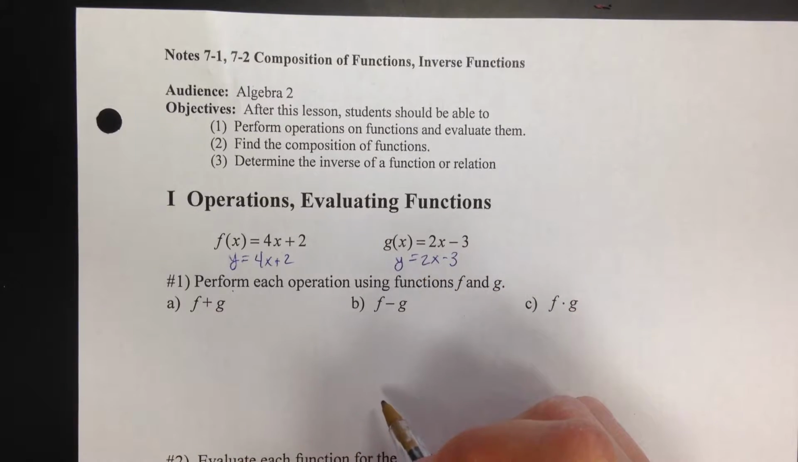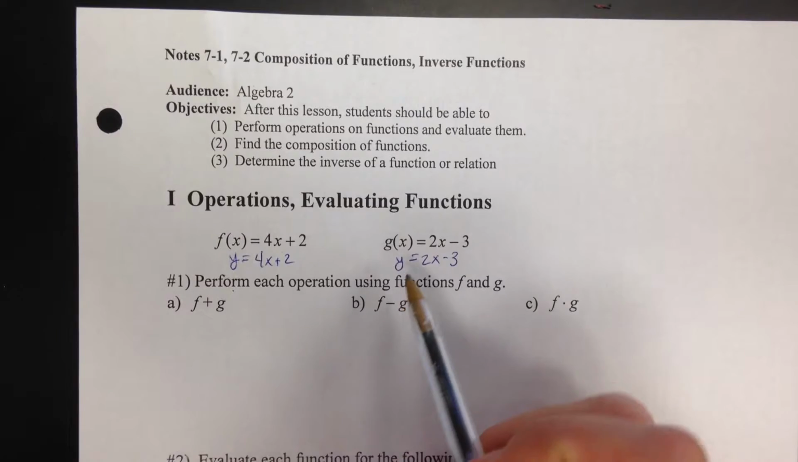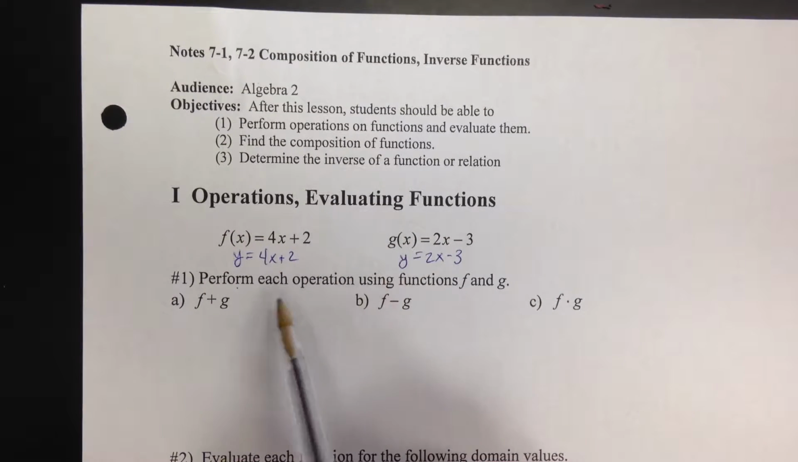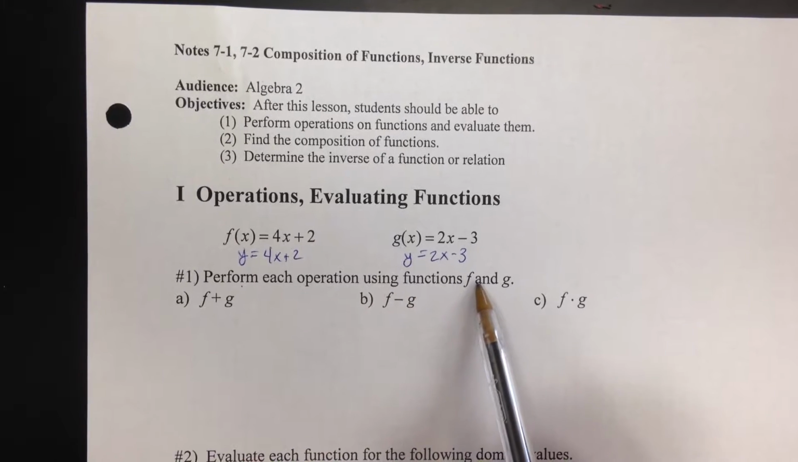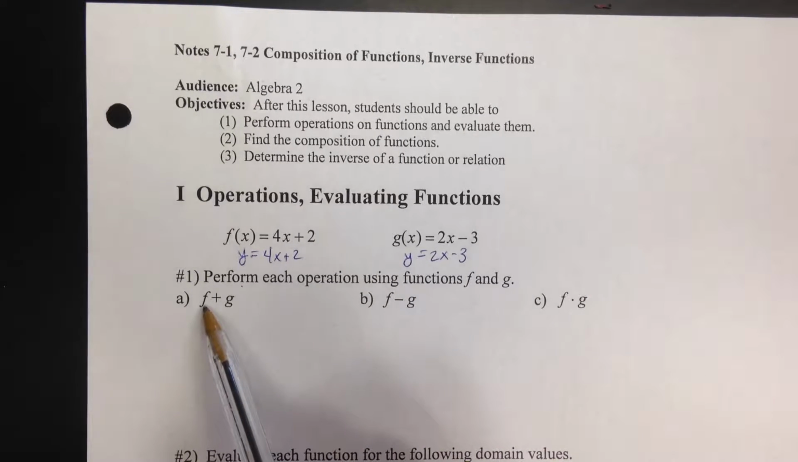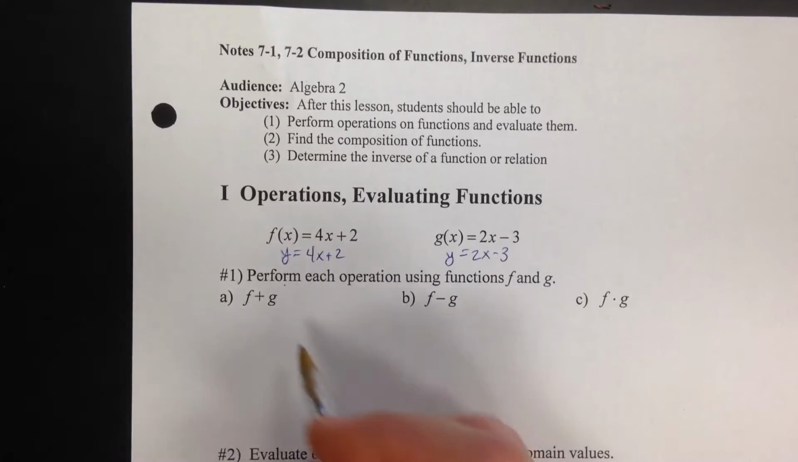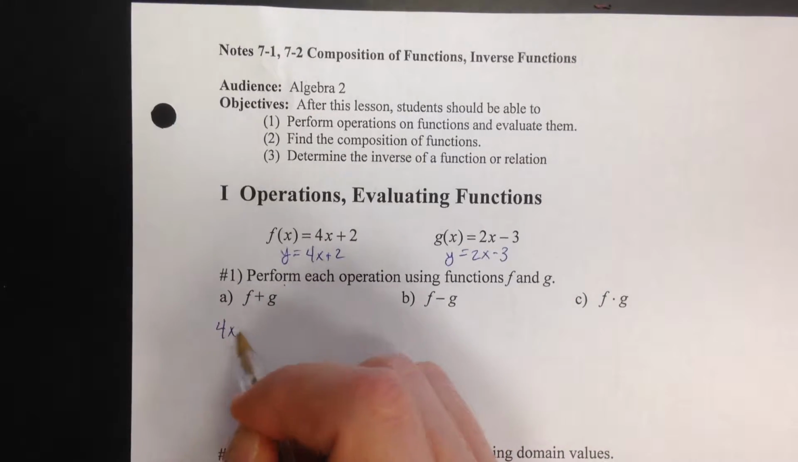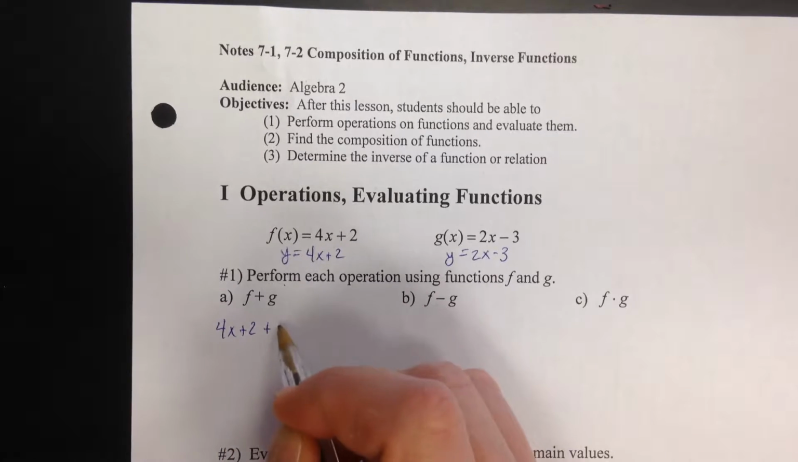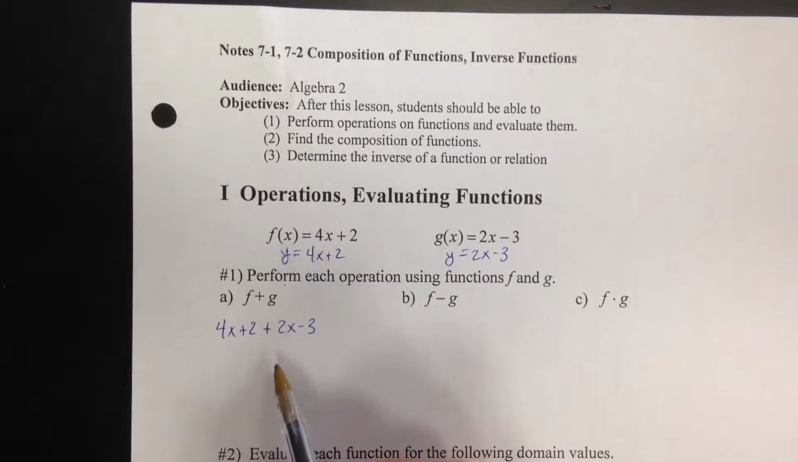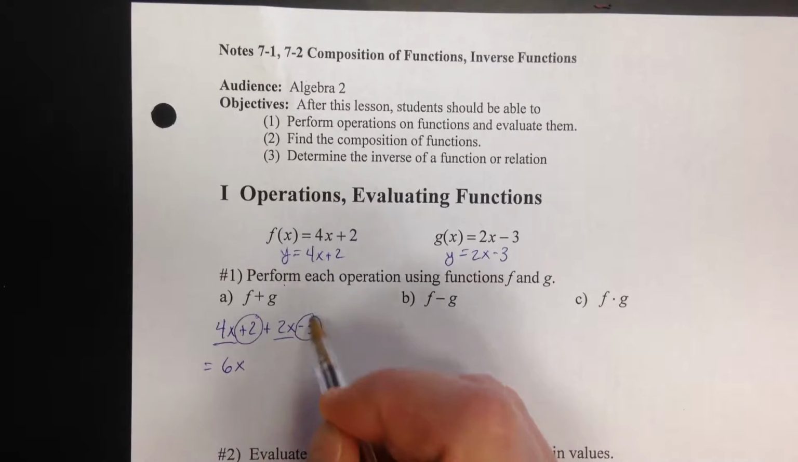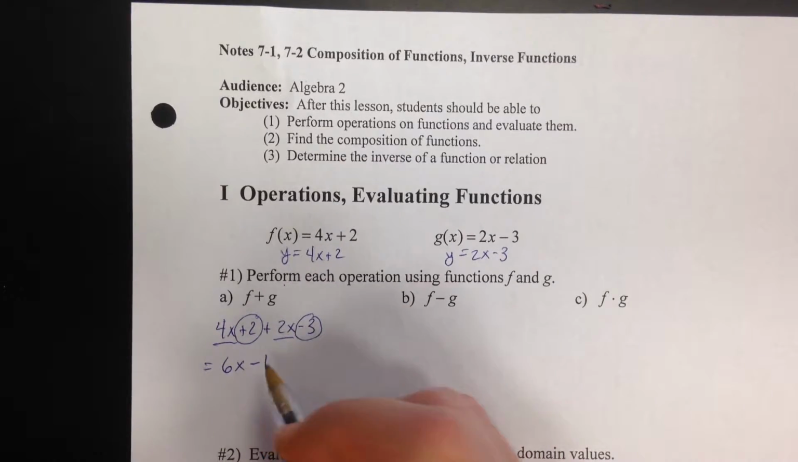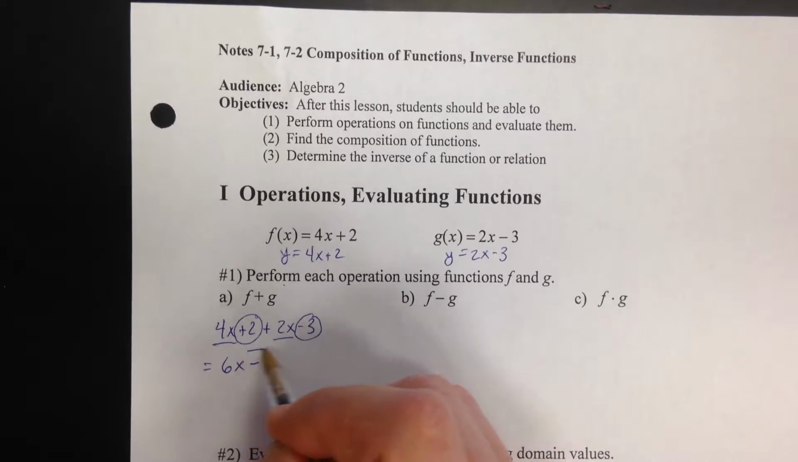So if you want to find a y value, you plug in a number for x. Now we can do things with these functions. For example, number 1, perform each operation using functions f and g. Part A, you could add the two functions, f plus g. So the f function is 4x plus 2, and the g function is 2x minus 3. So we're going to add those, combine like terms, so you have 4x plus 2x, which is 6x, and then you have positive 2 minus 3, which is negative 1. Now you can't combine that, so you're done.